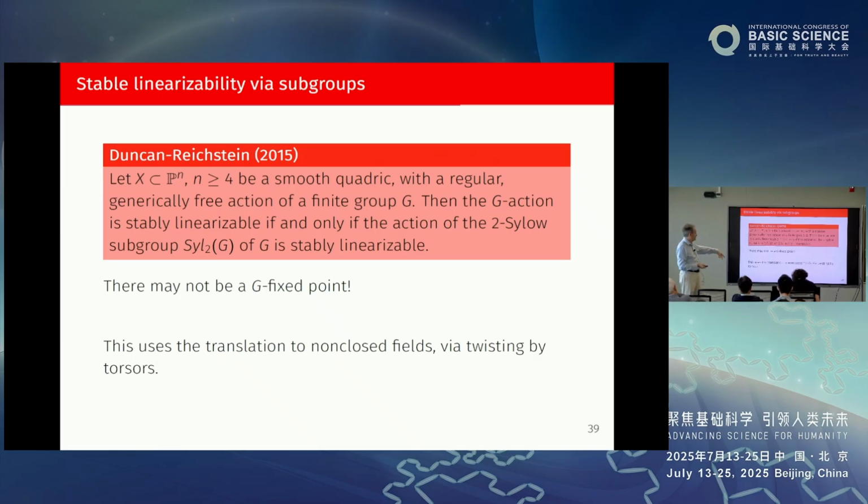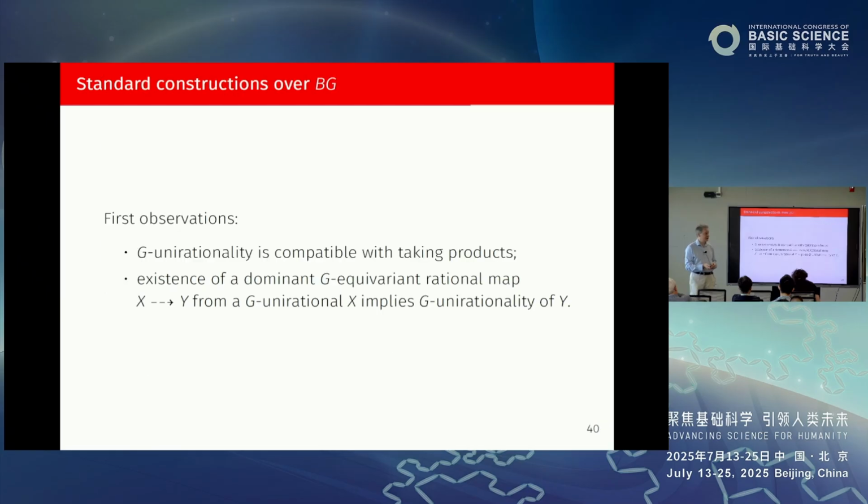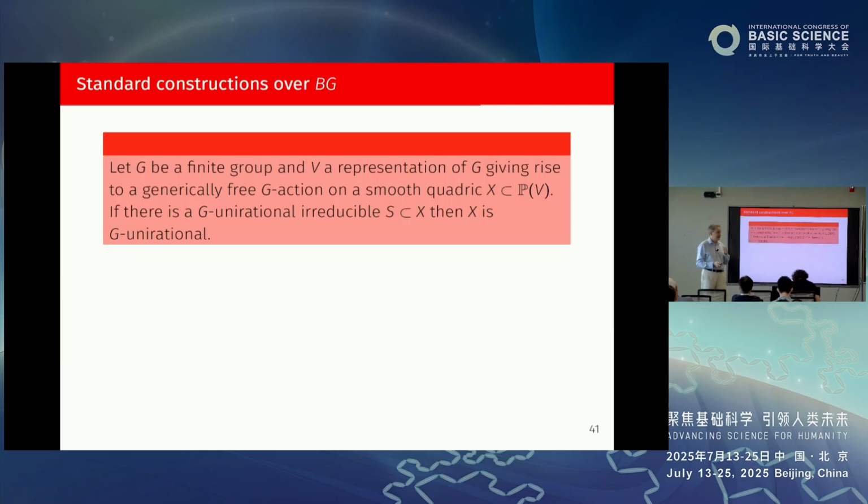And the proof of the theorem uses the translation to non-closed fields, which I described. Now, what are the standard constructions that you would do over BG, mimicking? Well, first of all, of course, unirationality is compatible with taking products. And if you dominate X to Y, if X is unirational, then certainly so is Y. So then you would like to understand G actions on quadrics.